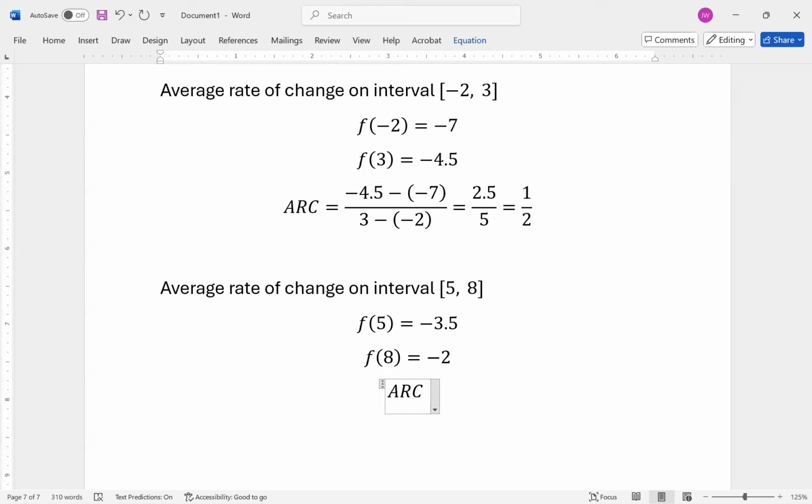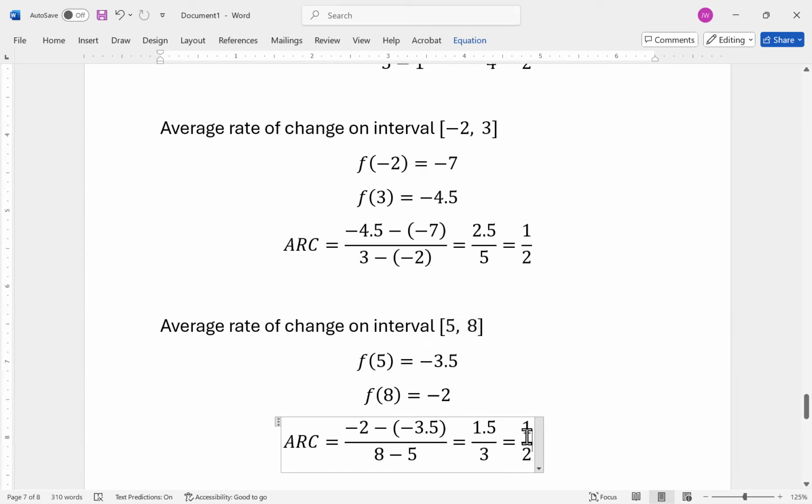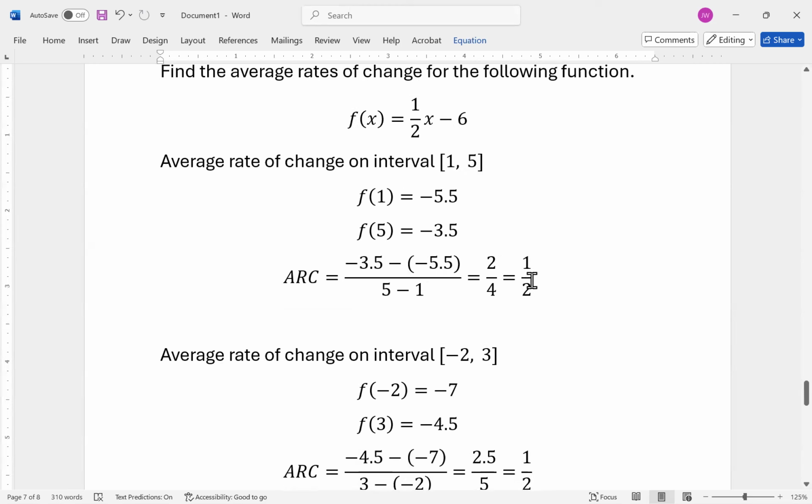The average rate of change becomes negative 2 minus negative 3.5, divided by 8 minus 5. That becomes 1.5 over 3, which again is 1/2. Notice on each of these intervals, the average rate of change was 1/2.